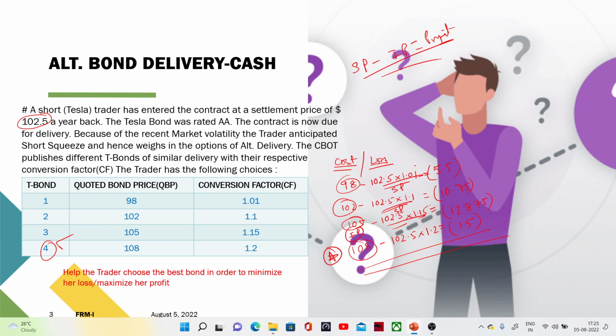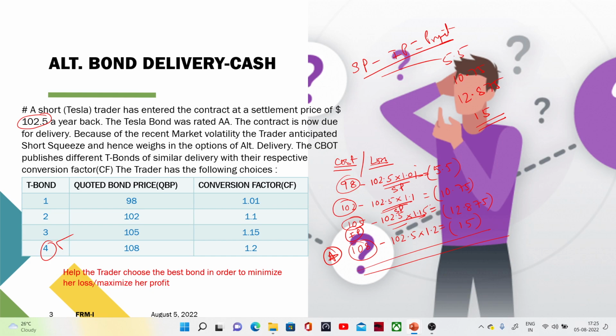So in this case, the first value will become 5.5, the next value will become 10.75, the value after that is going to be 12.875, and the one which is at the last, the fourth one, happens to be the maximum, which is 15, which is definitely the highest profit. So the short will actually choose the bond that maximizes his profit, or minimizes his loss.